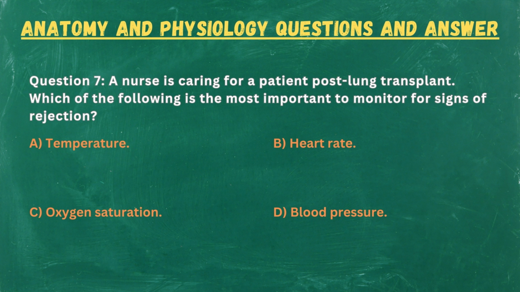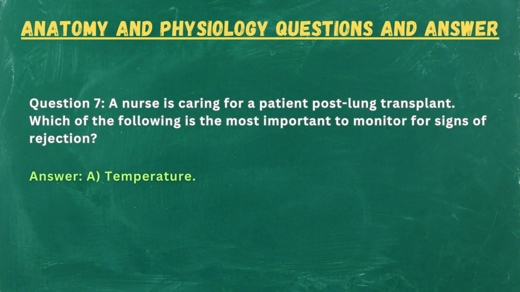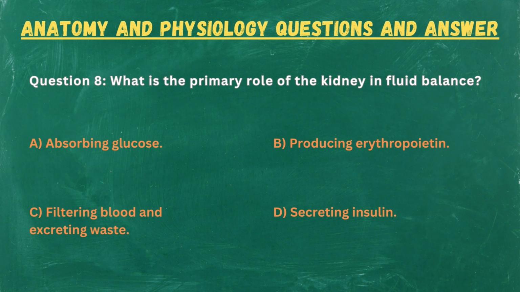Question 7. A nurse is caring for a patient post-lung transplant. Which of the following is the most important to monitor for signs of rejection? A. Temperature. B. Heart rate. C. Oxygen saturation. D. Blood pressure. Answer: A. Temperature.